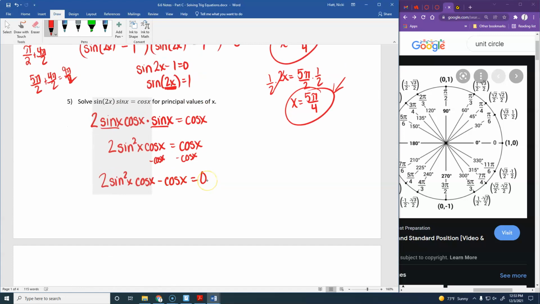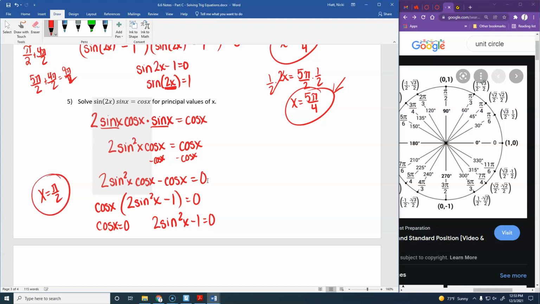So instead, we can factor out a cosine x, and we get 2 sine squared x minus 1. And now that this is factored, and because it's equal to 0, we can say cosine x equals 0, and 2 sine squared x minus 1 equals 0. And cosine x is really straightforward. Cosine equals 0 at pi over 2. So pi over 2 is one of our answers. That's the answer you would have lost if you had divided both sides by cosine, because it wouldn't be there.